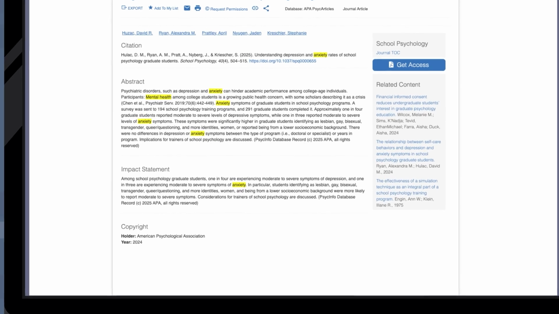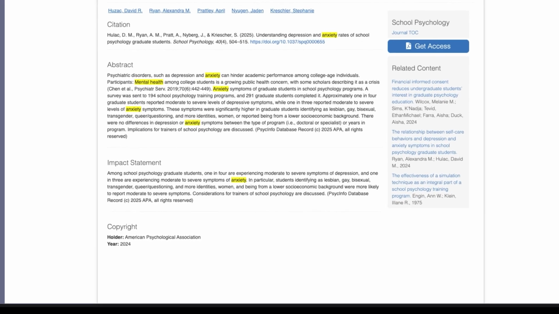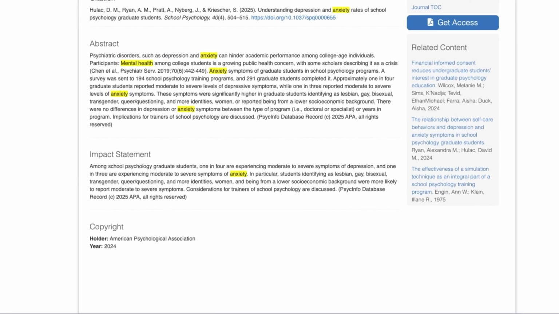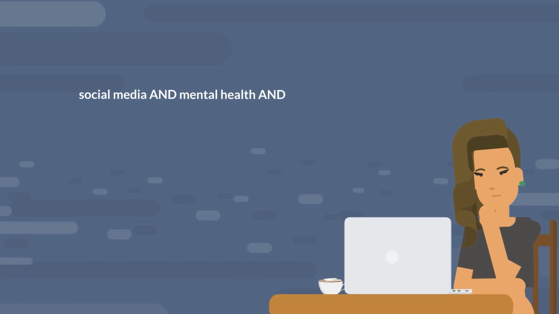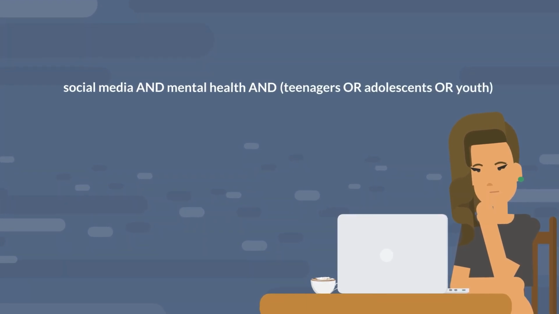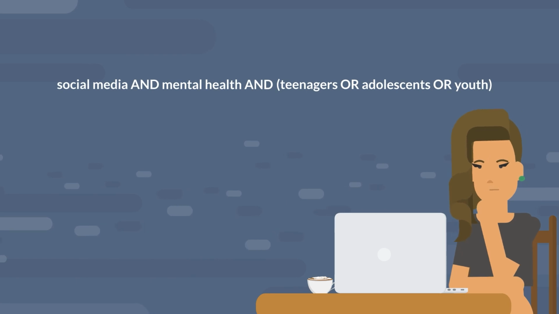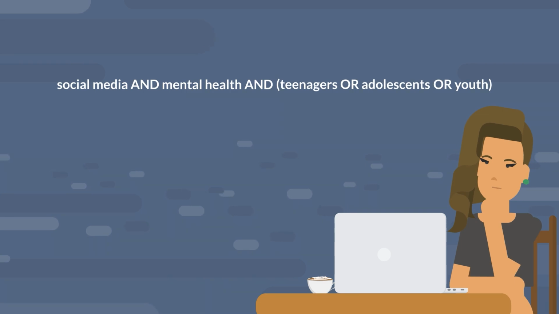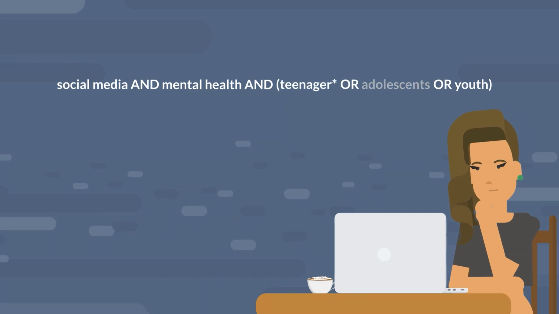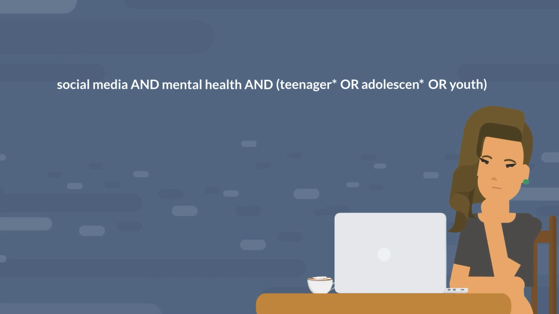Let's analyze. Teenagers might not be the only term used in the academic literature. We can change the search query to parentheses, teenagers OR adolescents OR youth, close parentheses. We can further improve this search by using wildcards to account for pluralizations and alternate spellings. Parentheses, teenager asterisk, OR adolescent asterisk, OR youth asterisk, close parentheses.